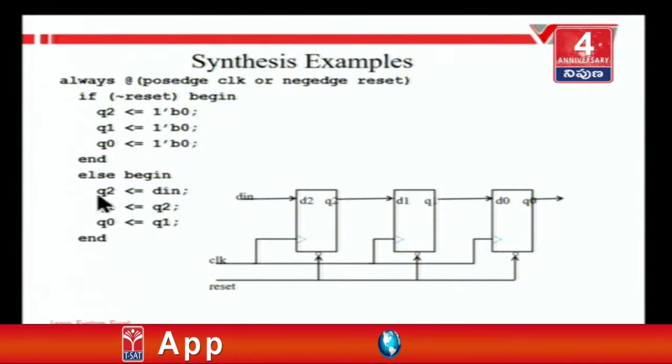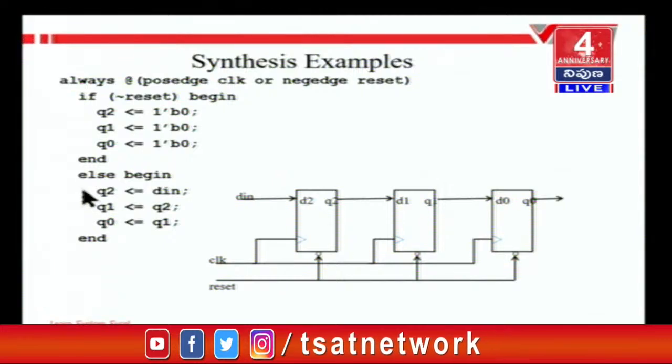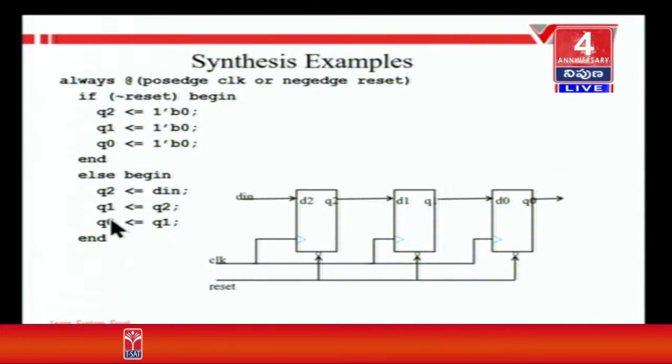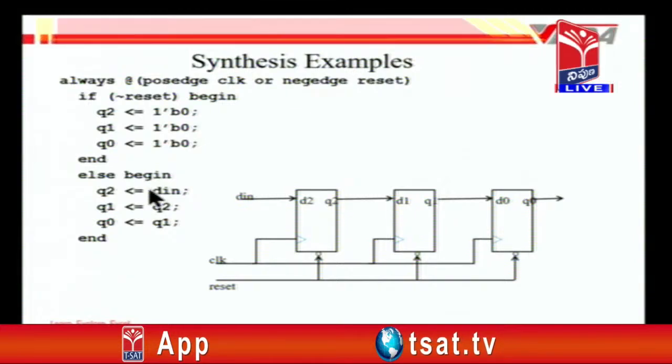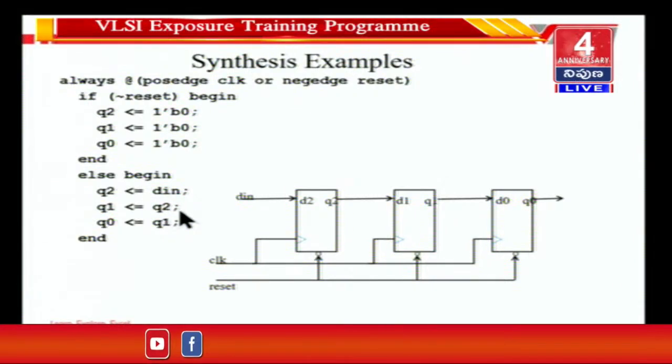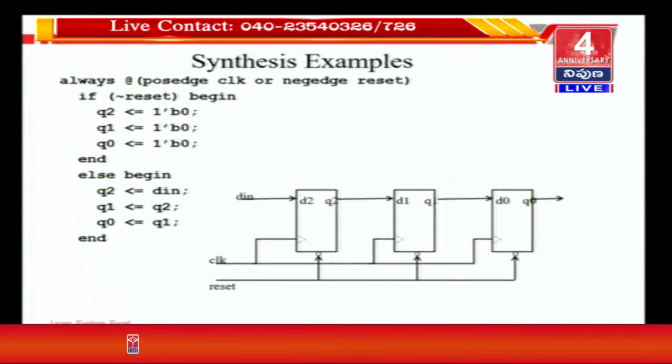Else begin, here also similarly, this could be a single statement in which Q2, Q1 and Q0 could be concatenated, and here also all these three could be concatenated. Therefore, I will get Q2 comma Q1 comma Q0 concatenated is equal to D in comma Q2 comma Q1 concatenated. Concatenated means having the flower brackets on both sides. So this could also have been done that way, but that would have been a little bit confusing for the newcomers. So I have chosen to write it in this particular way.